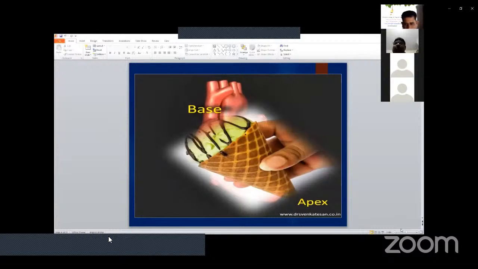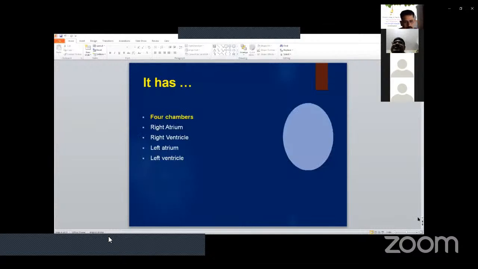Okay, now we are going to learn the structure of the heart. You just imagine there is a house with 2 rooms on the top and 2 rooms on the bottom ground floor. So on the top floor, there are 2 rooms. In medical terms, they are called chambers. The heart has 4 chambers.